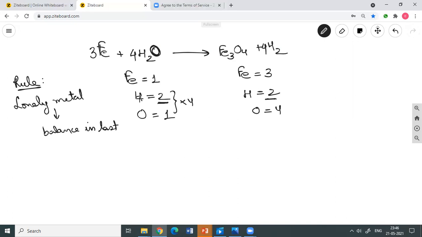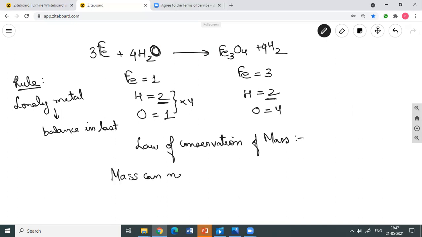So now the question is, why do we need to balance an equation? We need to balance the equation to obey the law of conservation of mass. Already in grade 9, you would have got an idea of the law of conservation of mass. This law states that mass can neither be created nor be destroyed.